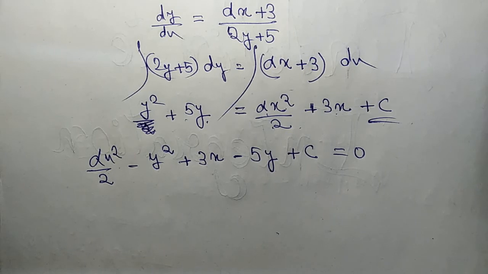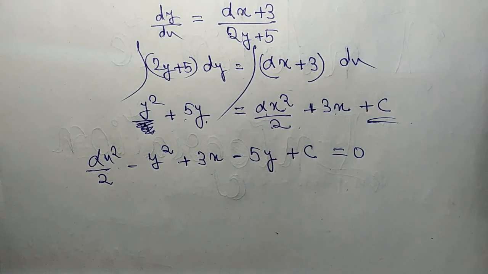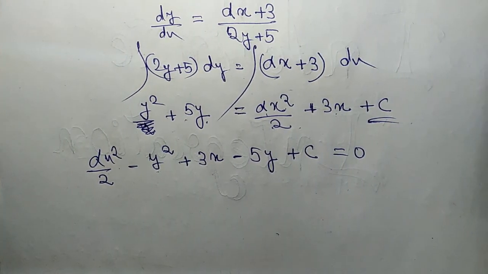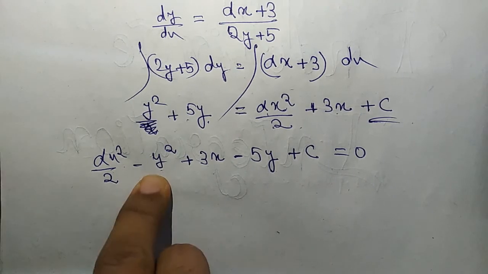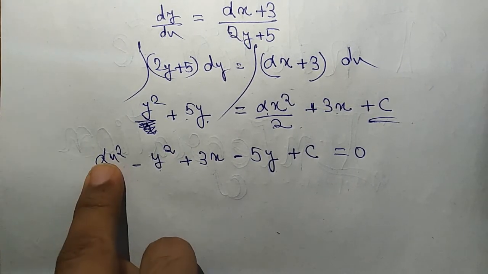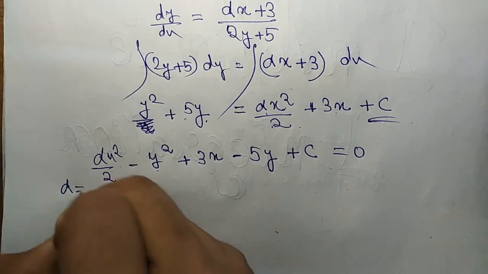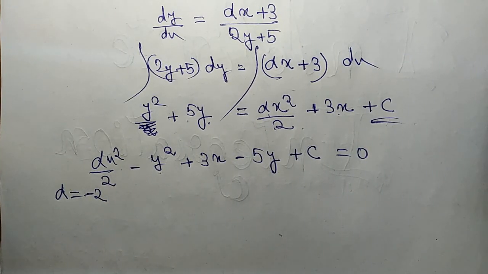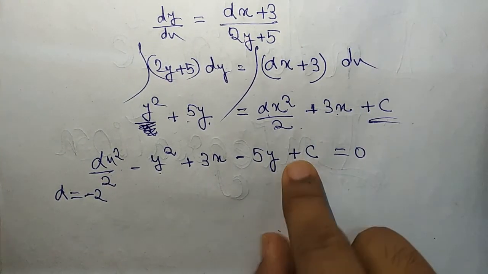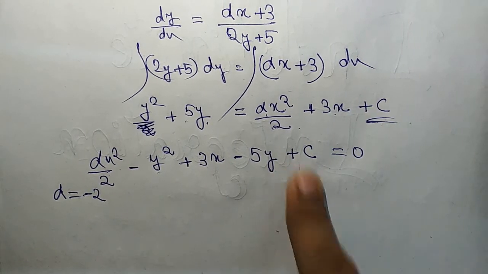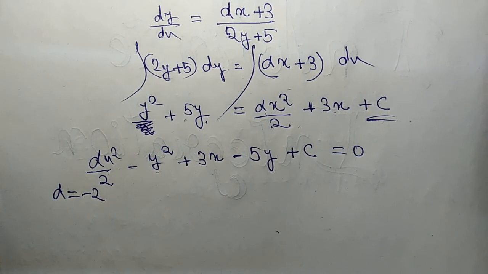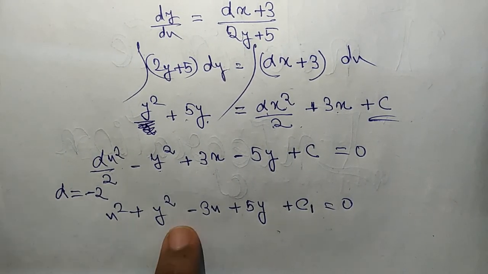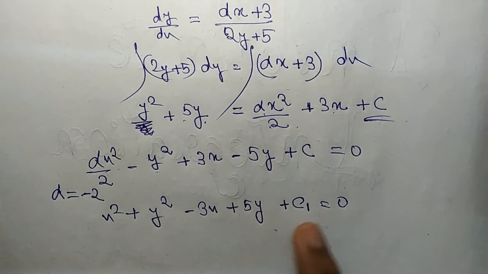If you have a little concept about circles, then you will know that the coefficient of x square and y square will always be the same. As here the coefficient of y square is minus 1, this will also be minus 1. So alpha will be equal to minus 2. Now I will multiply throughout the equation by minus 1, letting minus c be converted into another constant, c1. So our final equation of circle is x square plus y square minus 3x plus 5y plus c1 equal to 0.